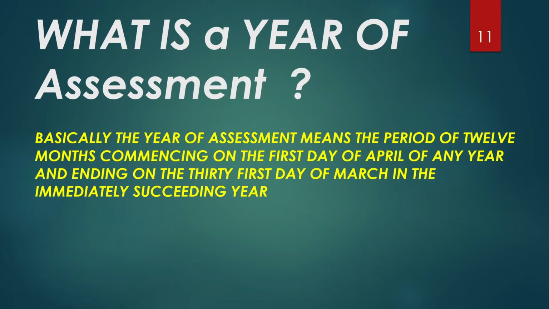Let me explain what a year of assessment is. Basically, the year of assessment means the period of 12 months commencing on the first day of April of any year and ending on the 31st day of March in the immediately succeeding year. Normally we count January to December, but here the tax year of assessment is considered as the 1st of April to the 31st of March of the succeeding year.